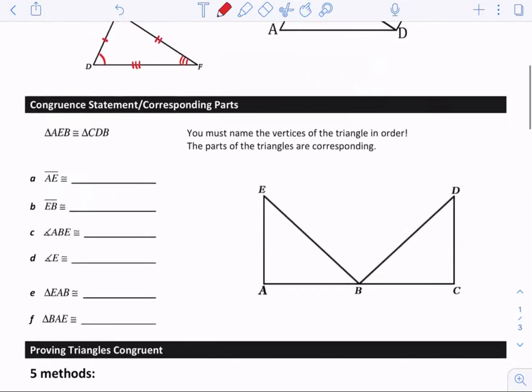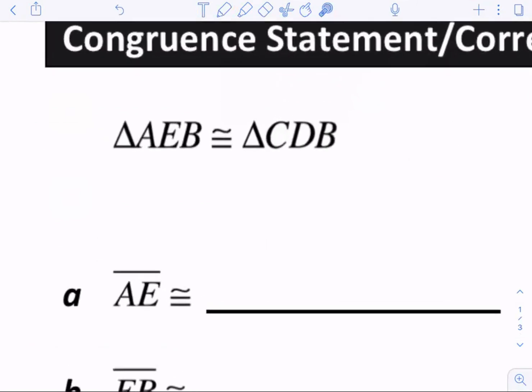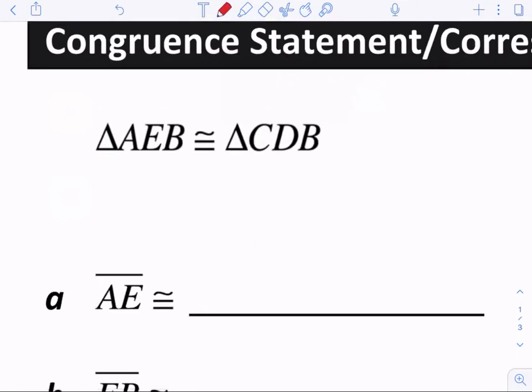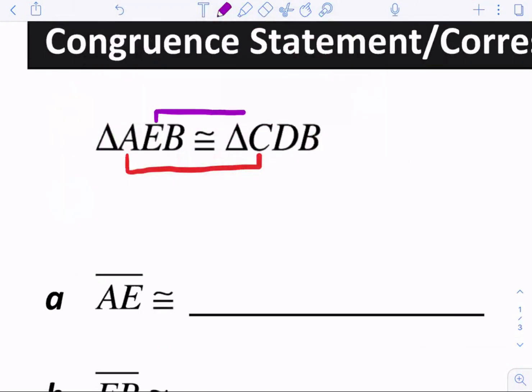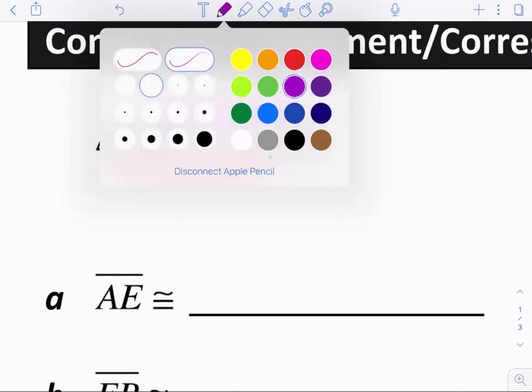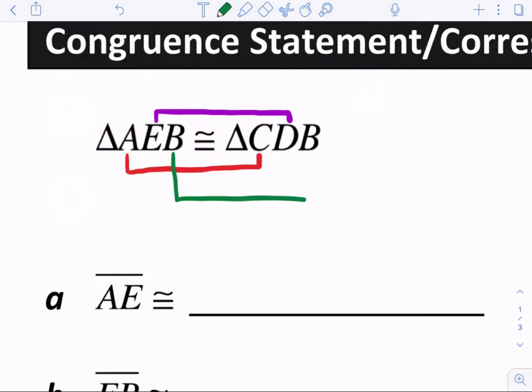So now if you take a look here, this statement tells you, hey, triangle AEB is congruent to triangle CDB. Now, they did not have to give you a picture as much as you think they might have. If you just look at the statement, A would correspond with C because they're both the first letters, E with D, and B with B.